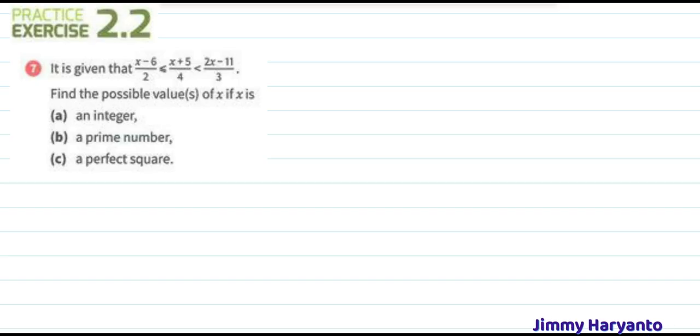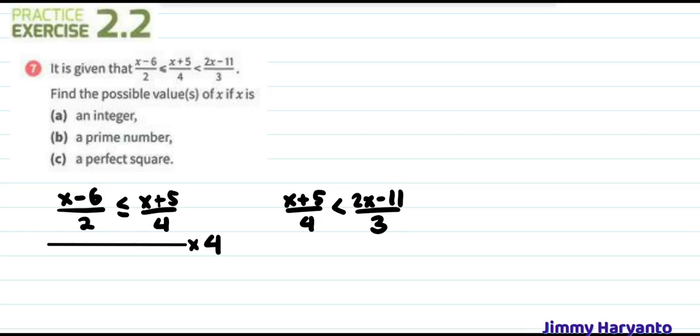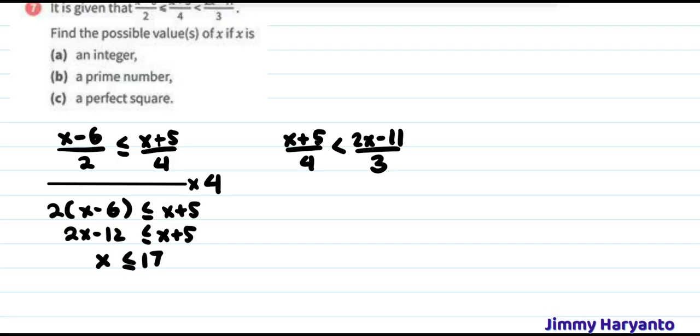For question 7, I will separate it first. (x minus 6) over 2 less than or equal to (x plus 5) over 4. And then the next one is (x plus 5) over 4 less than (2x minus 11) over 3. For the first one, I will multiply them all by 4. That means this one is 2 times (x minus 6) less than or equal to x plus 5. And then I will multiply this out to get 2x minus 12 less than or equal to x plus 5. And then I will move the x: 2x minus x equals x. And then 5 plus 12 equals 17.